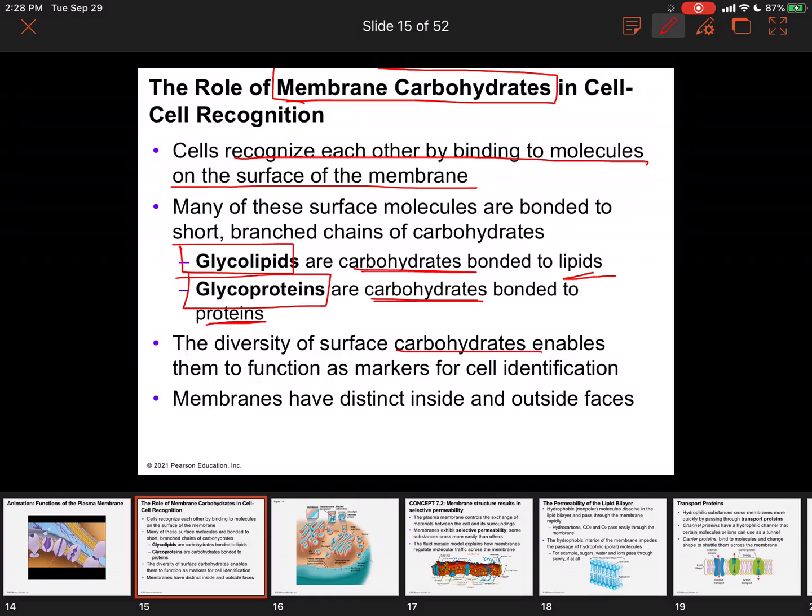So those carbohydrates will be markers for cell identification. And then the membranes have a distinct inside and outside face. And so those carbohydrates will mark the inside and the outside of the cell, and then also within organelles that are found inside the cell, like the membrane around the nucleus, or the membrane around the Golgi apparatus, or the membrane around the mitochondria. All of those membranes will also have those carbohydrate markers on them.